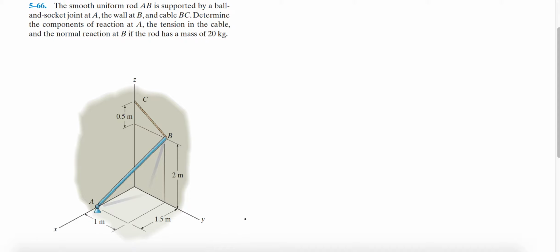Okay, determine the components of reaction at A, the tension in the cable, and the normal reaction at B if the rod has a mass of 20 kilograms. So the only force that we know in this rod is its own weight. Okay, everything else is an unknown. And that's why this problem is a little bit tricky, because we're literally going to use every single possible equation to solve this problem. So before we get to it, I'd recommend you to draw a free body diagram.